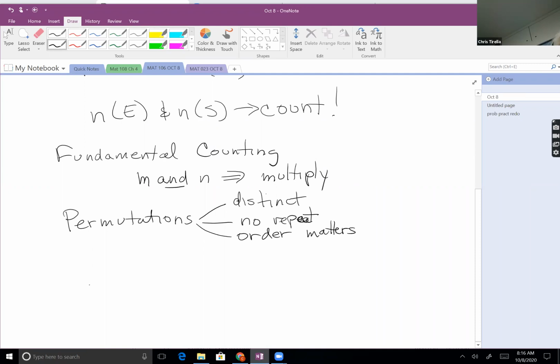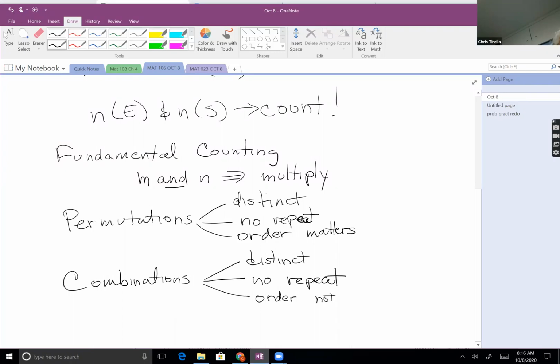As opposed to permutations, we'll use combinations if the objects are distinct, if we can't repeat the same thing over and over and over again, but order does not matter. And I believe on that assignment, the questions where you had to decide in order to evaluate them if it was a permutation, a combination, or the counting principle.